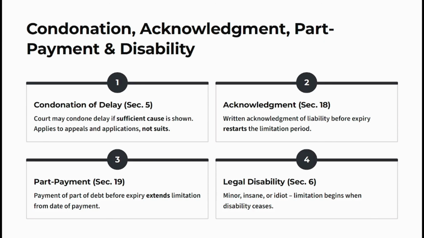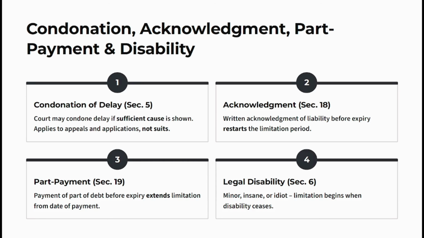Condonation of delay, acknowledgement, part payment and legal disability. Condonation of delay, that is section 5. If a person is late in filing something but has a genuine good reason, the court may forgive the delay and still allow the case. But remember, this rule applies only to appeals and applications, not to regular suits.